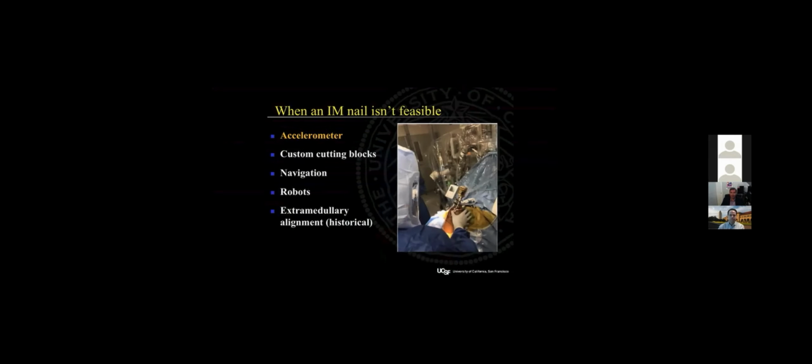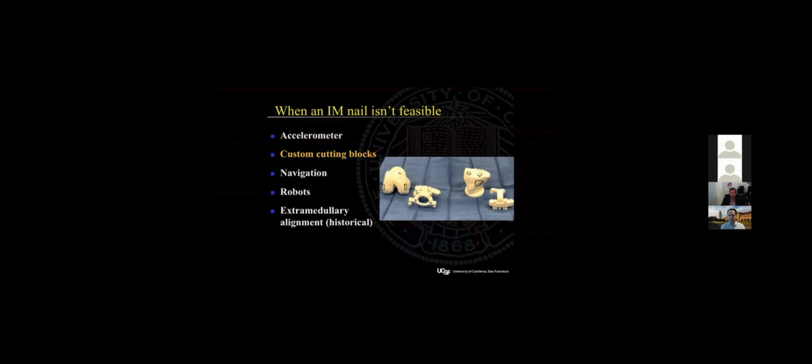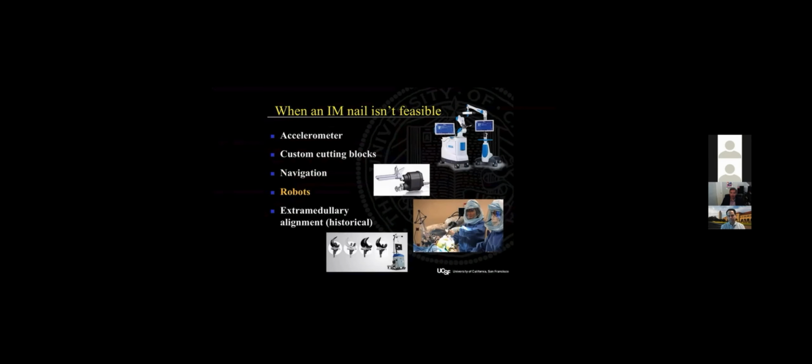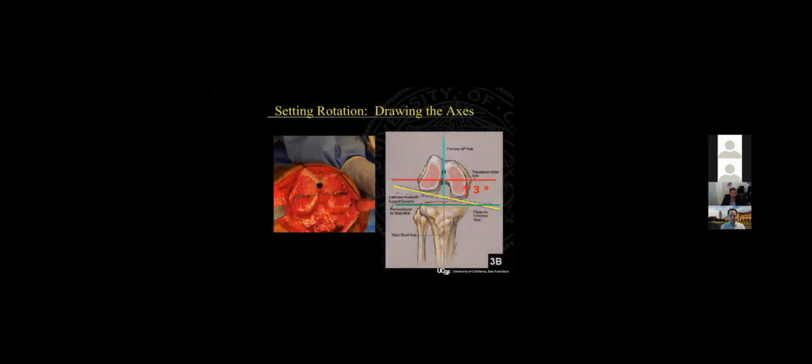In cases where an IM guide isn't feasible, such as femoral hardware or malunions as alluded to before, multiple technologic solutions currently exist. A handheld accelerometer is shown here. You have the option of custom cutting blocks, traditional pin array navigation, and more popularly now, robots, and for historical purposes, extramedullary alignment.